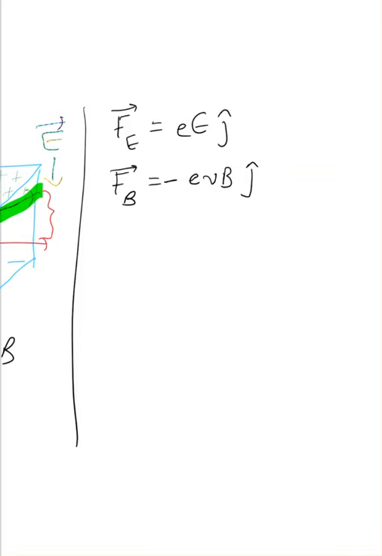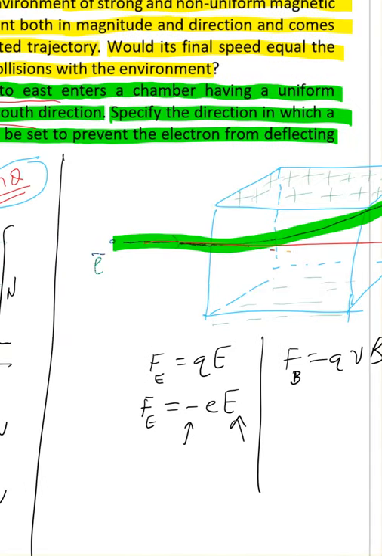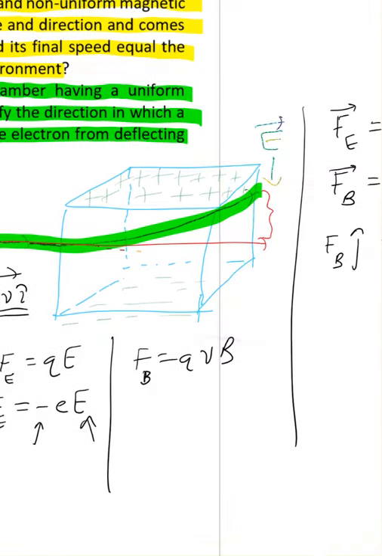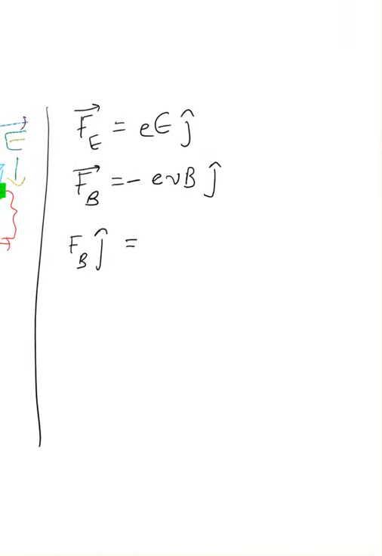Okay, so now I know that FB has to be FB j cap, and we know that the electron is going from west to east, so I can say that the velocity vector is plus V i cap. So in this formula Q V cross B, Q is the charge of the electron, so it is e. Instead of V, I will take V i cap, and then B.